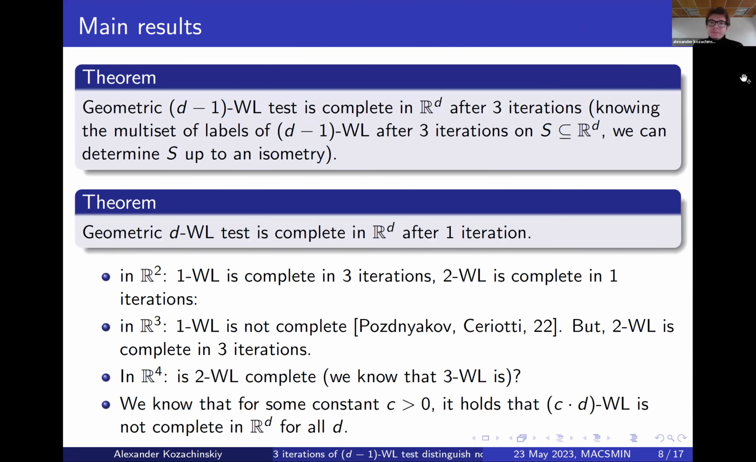But our result at least shows that 2WL is complete in 3 iterations in R3. So at least for R3, we know the exact answer, which dimension is enough. But we don't know, maybe fewer iterations are enough. What's open is that already at R4, we know that 3WL is complete, but we don't know if 2WL is complete.